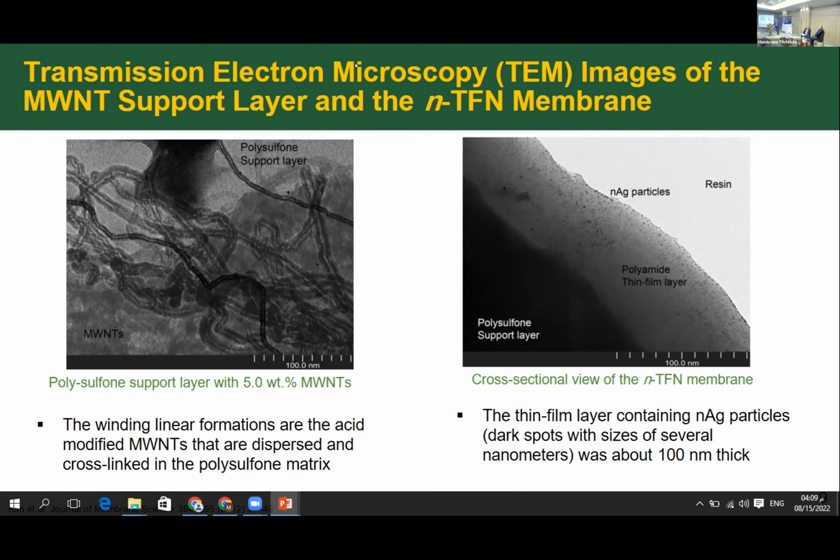Slide 1 shows you the winding linear formations of the acid-45 MWMTs that are dispersed and cross-linked in the polysulfone matrix, as evident from that image. And from the right-hand side, as you can see here, the thin film layer containing the silver nanoparticles. Those dark spots that you can see here in the image, with the size of several nanometers, was about 100 nanometers thin.